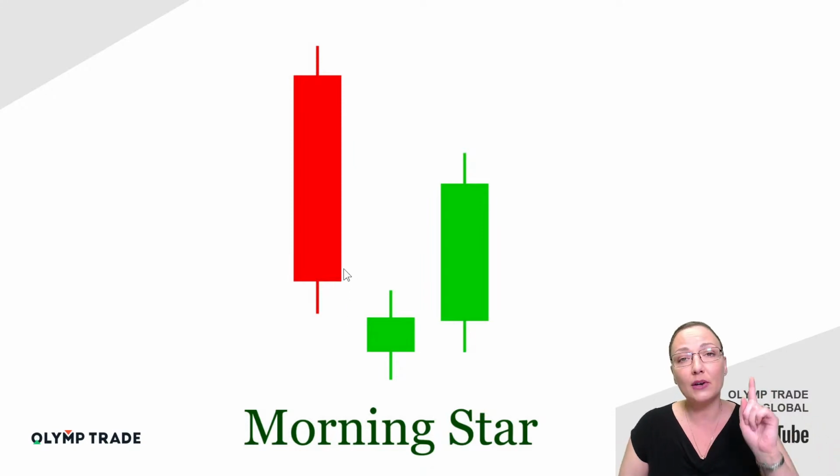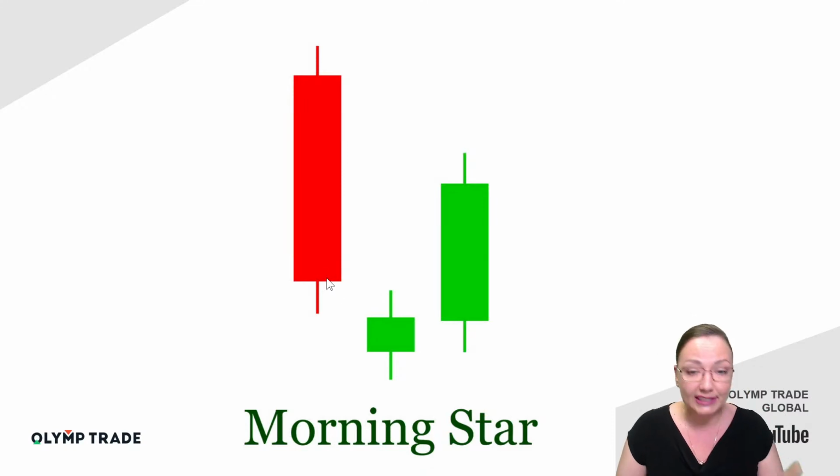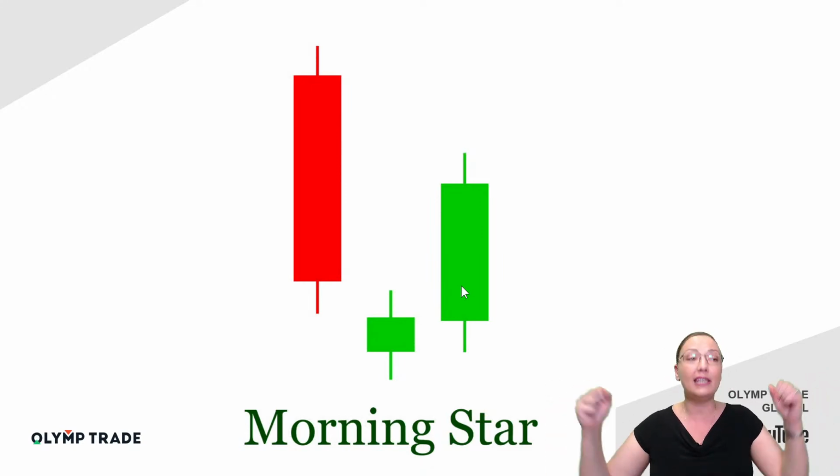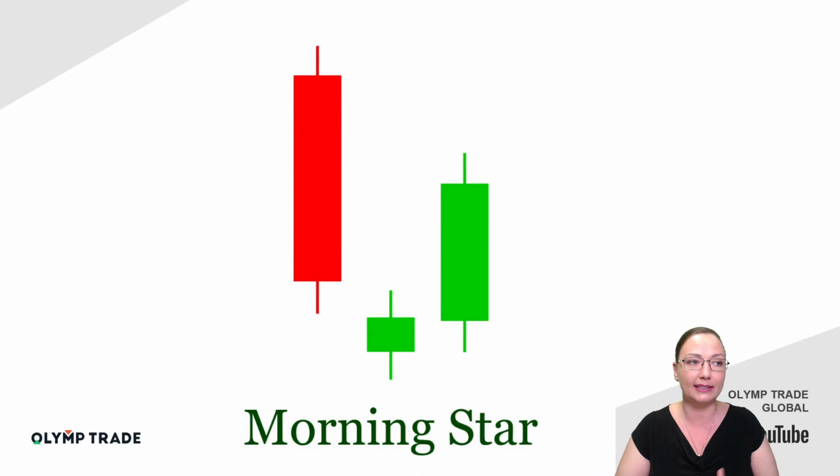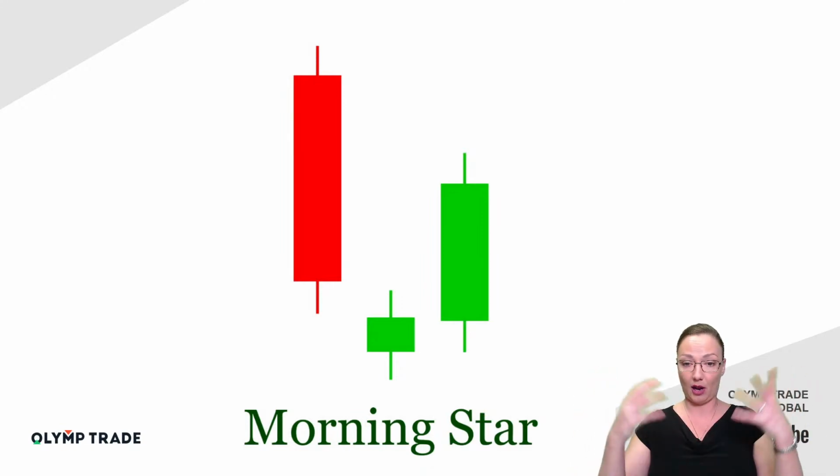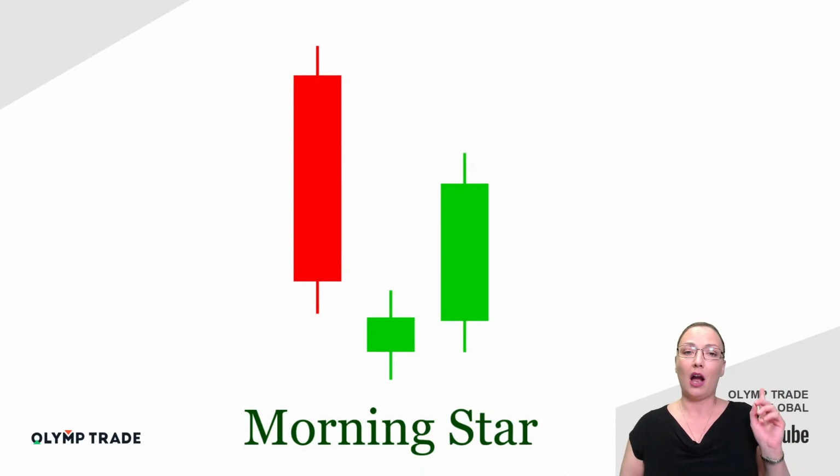Now, if there is a gap between the first and the second candle, then the signal is strengthened. If there's also a gap between the second and third candle, then that signal is even stronger, and there is even a higher probability that a reversal is approaching, or that we're watching a reversal. So once again, first candle is red, bearish.